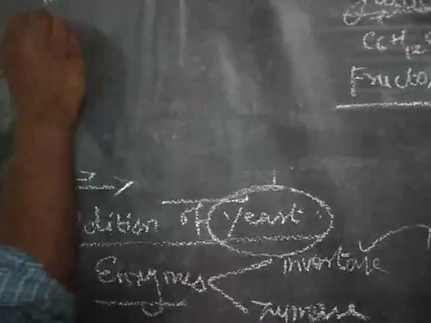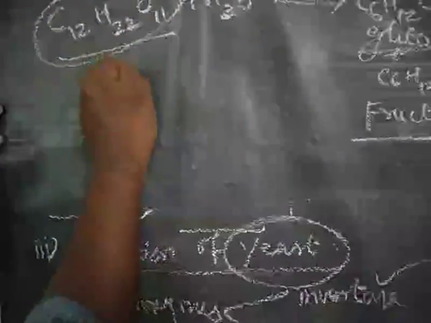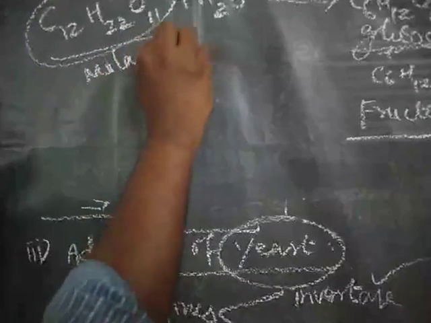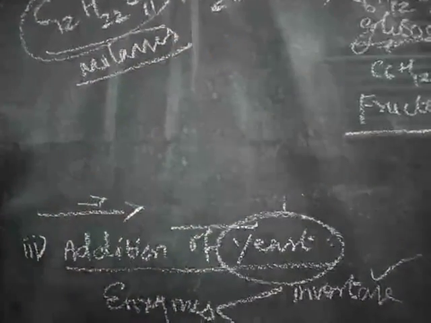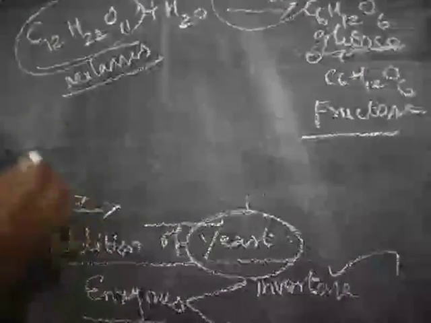Which one, molasses, is converted into glucose and fructose, with the help of what enzyme? Invertase enzyme. So next stage, what?